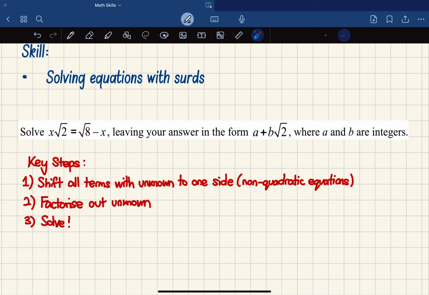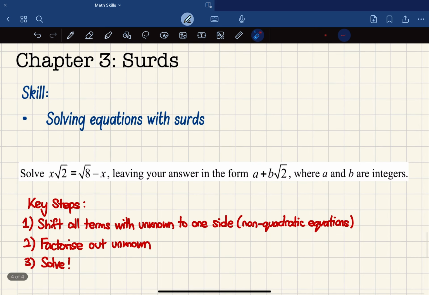So the key steps to solve such an equation, when we see solve, always remember that this is the same as what we've learned in E-math or Sec 1 and Sec 2 math. To solve an equation, what I want to do is to find the value of x. So how do I find the value of x? There are key steps to take. First key step, we shift all the terms with the unknown, in this case x, to one side, let's say the left hand side, and all the terms without x to the other side.